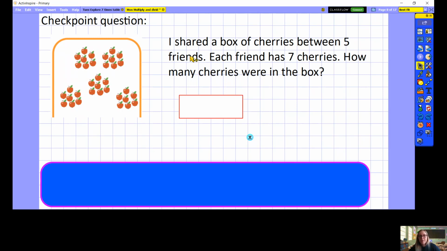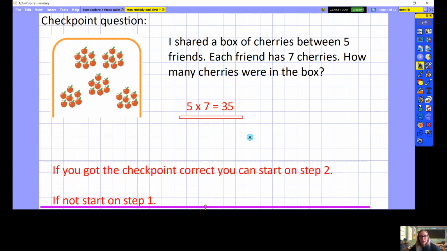Okay, so 5 groups of 7 is the calculation that I'm looking for. So 5 times 7, if I count 5 groups of 7, the answer is 35. So well done if you got the checkpoint question correct. If you did, you may move straight through onto step 2, or if you're still a little bit unsure, start on step 1 and have a go at that question first.